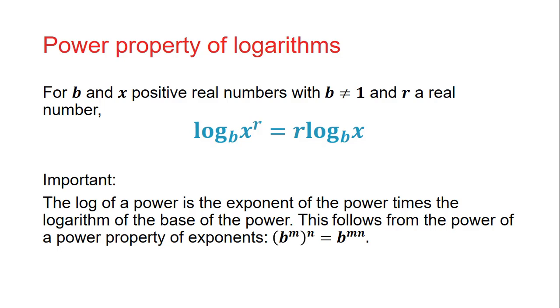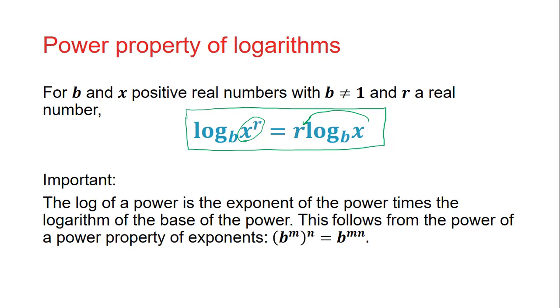And then the last property is the power property of logarithms, and it is for b and x positive real numbers with b not equal to 1 and r a real number. Log to the base b of x to the r is equal to r times the log to the base b of x. This is going to be a really, really important property that we apply quite often in solving exponential and log equations. So this says when our argument is an exponential expression, I can bring down the exponent to be a coefficient of the logarithm.